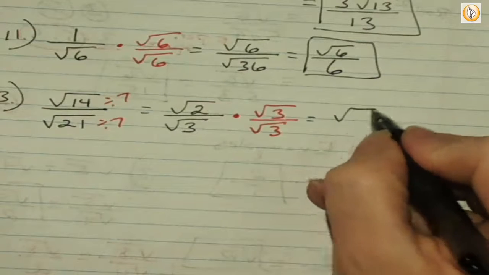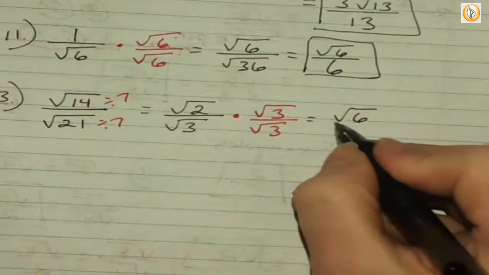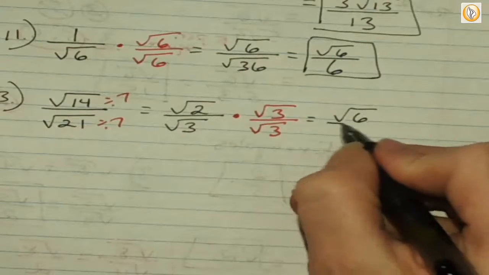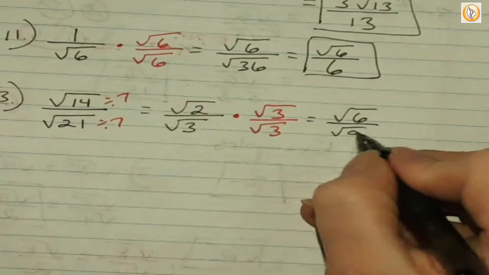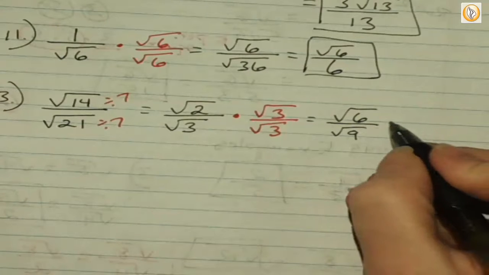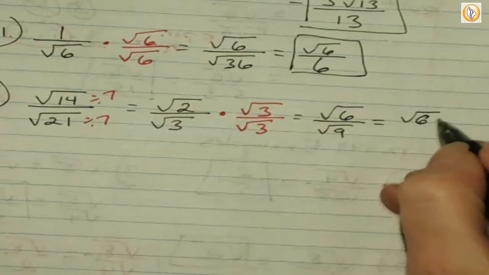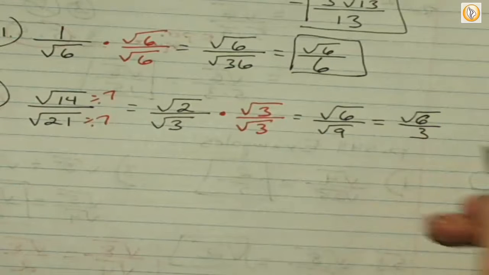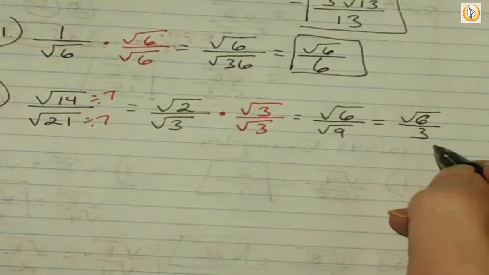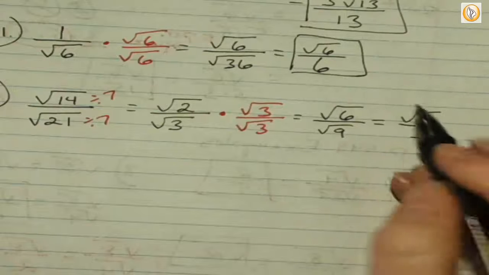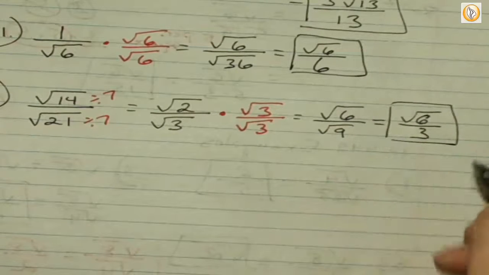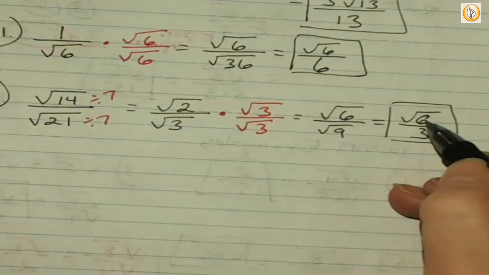Radical 6, over radical 9. And then what do you get? Radical 6 over 3. And there's nothing else we can do. It's just like this one. So we're done. That 6 cannot be simplified anymore because there's no pairs. It'd just be 2 times 3.